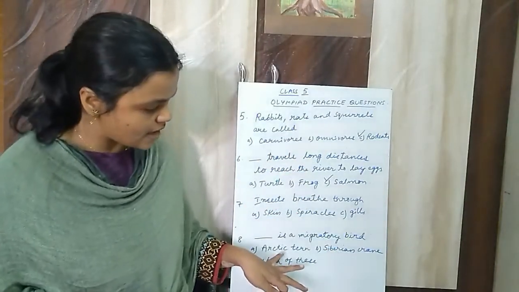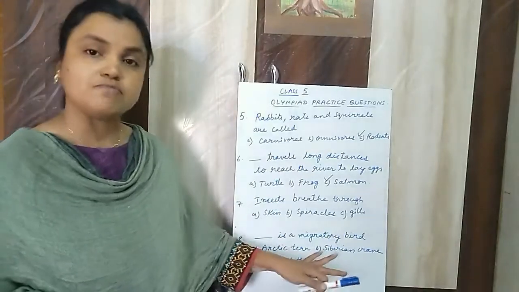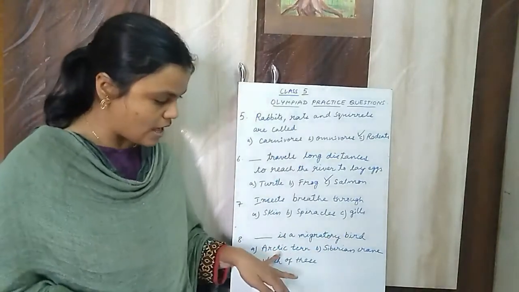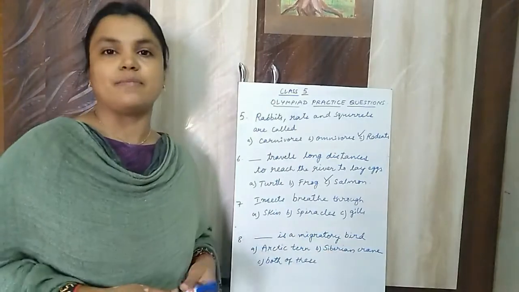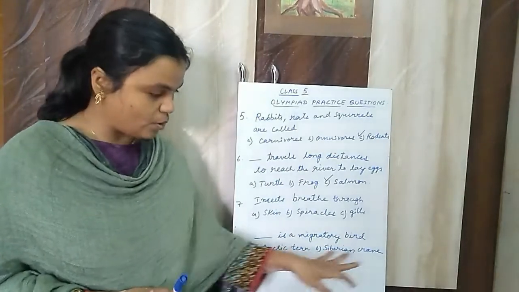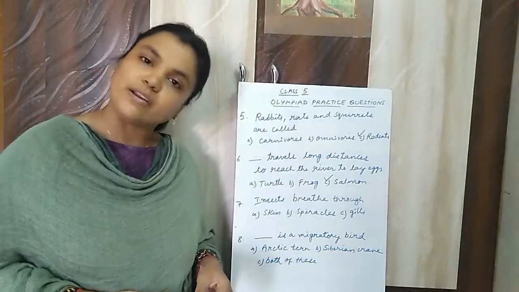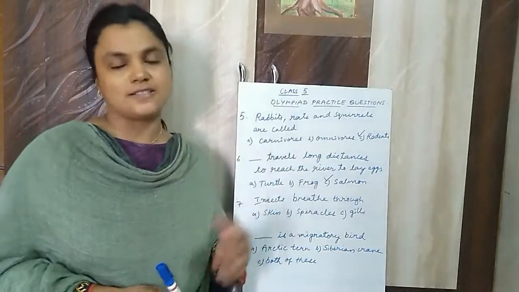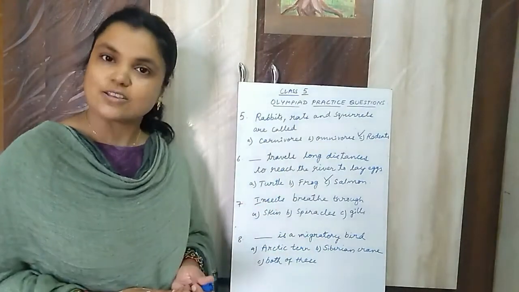So these are the birds which migrate from one place to another: Arctic tern and Siberian crane. Both of them are migratory birds. They move long distances to different places. Okay.